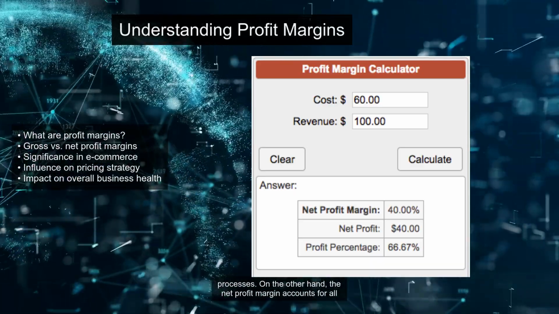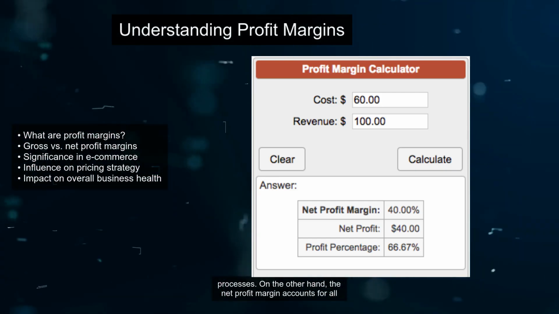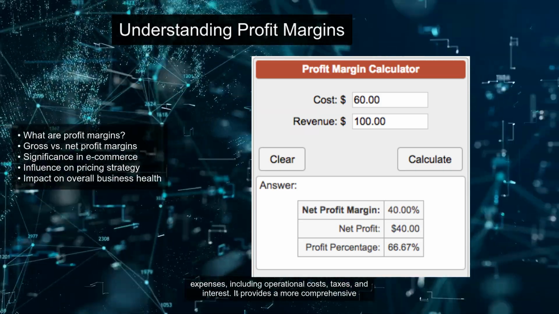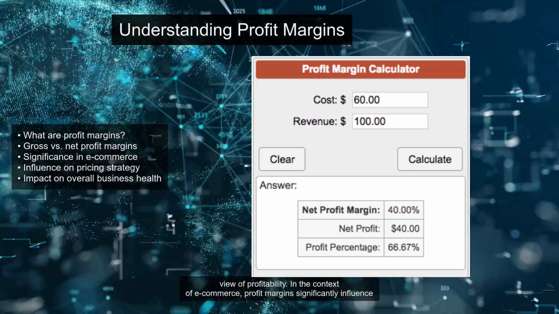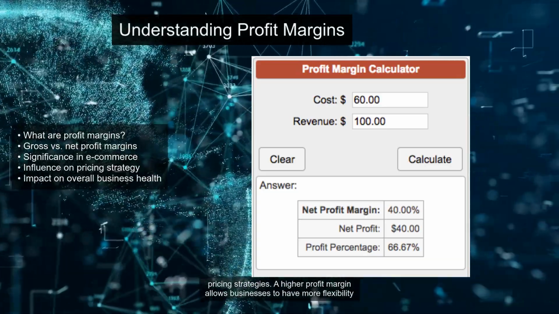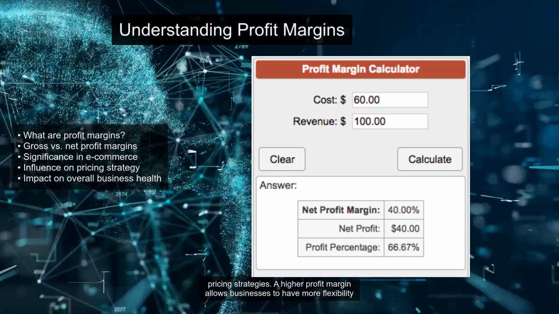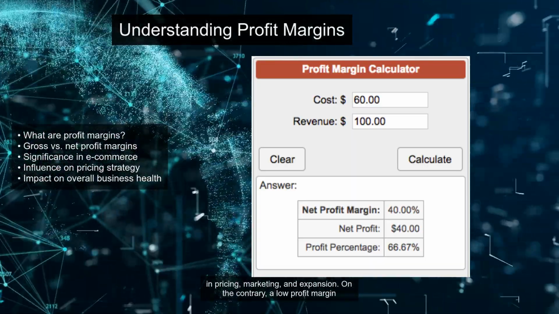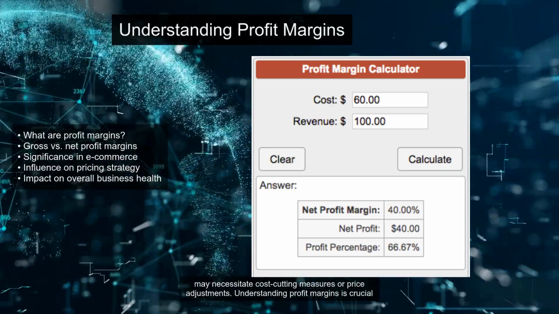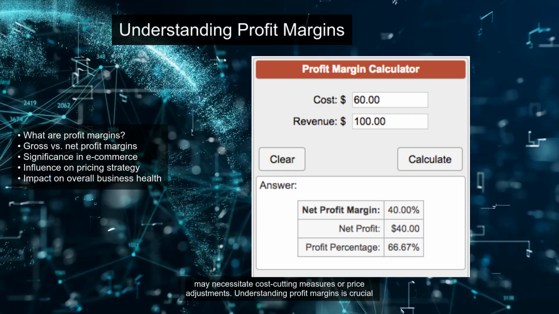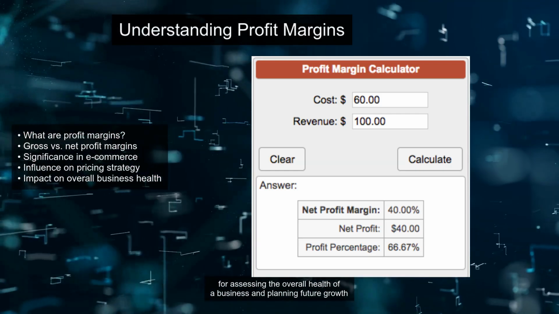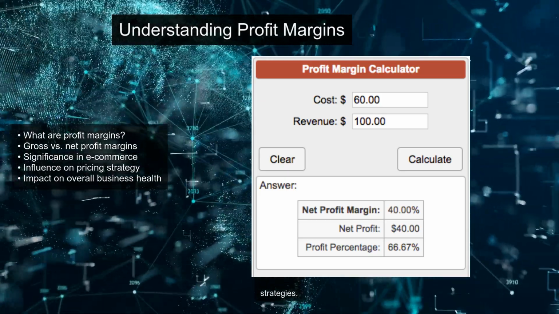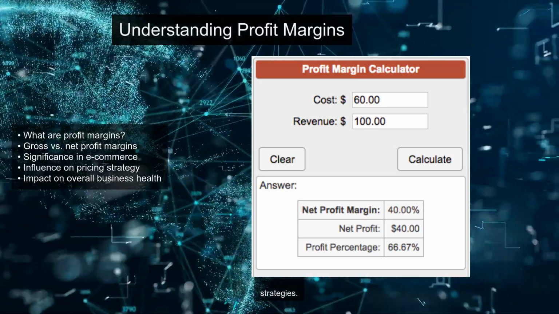On the other hand, the net profit margin accounts for all expenses, including operational costs, taxes, and interest. It provides a more comprehensive view of profitability. In the context of e-commerce, profit margins significantly influence pricing strategies. A higher profit margin allows businesses to have more flexibility in pricing, marketing, and expansion. On the contrary, a low profit margin may necessitate cost-cutting measures or price adjustments. Understanding profit margins is crucial for assessing the overall health of a business and planning future growth strategies.